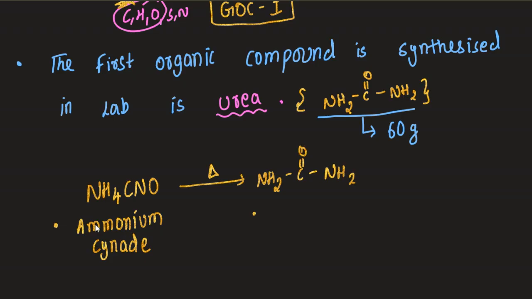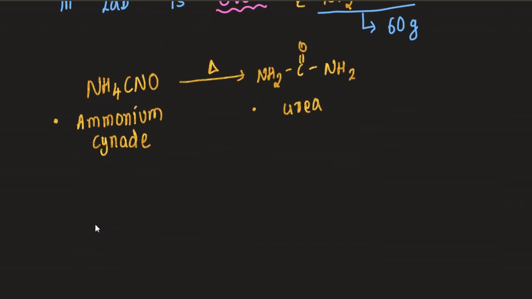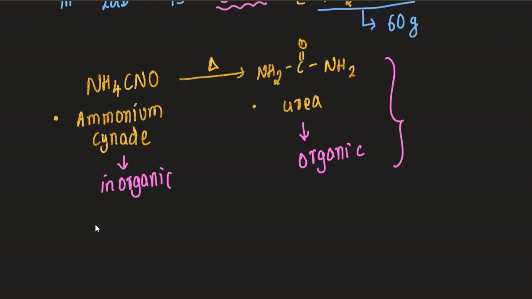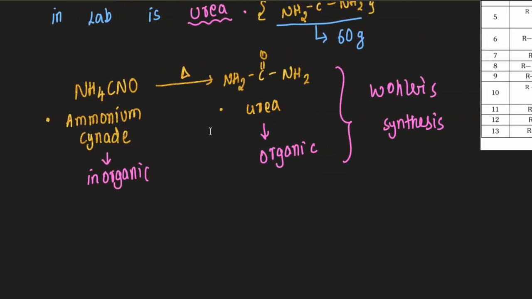And the name of this chemical is urea. Generally ammonium cyanide is an inorganic compound. After heating, it converted to an organic compound. So the complete reaction, we are going to call it the Wohler synthesis. Clear till here? So an inorganic compound upon heating converted to an organic compound.